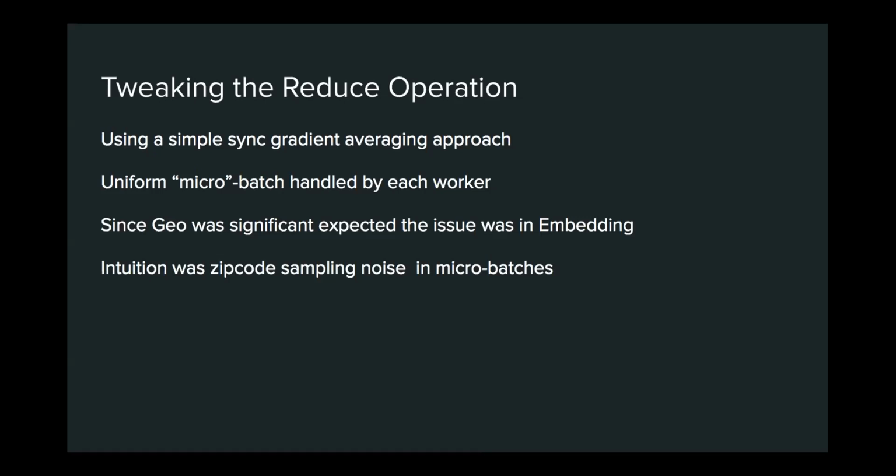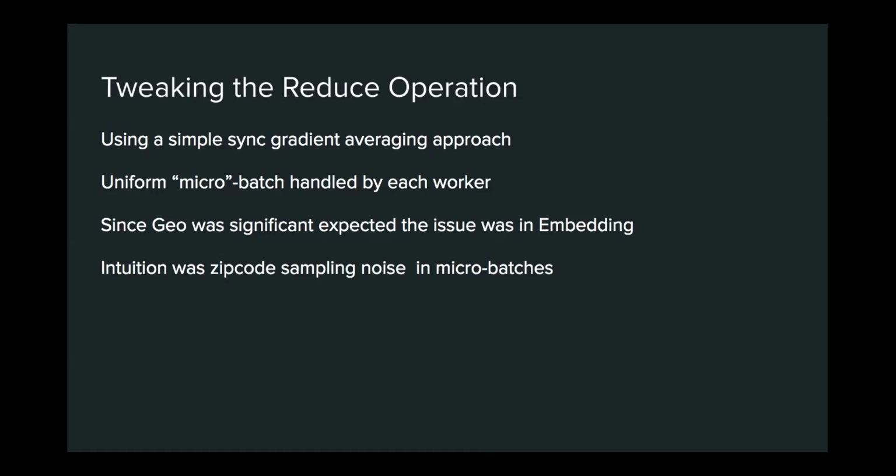Each GPU does its computation, and then you average the gradients that come back from each one, and then repeat with a new set of micro batches at each GPU. So with zip codes being 40,000 of them, and the micro batches being fairly small, on the order of 20, 30 examples per micro batch, you'd have a very non-uniform distribution of zip codes.